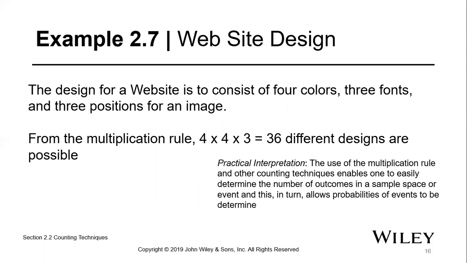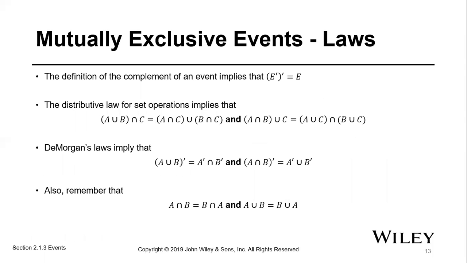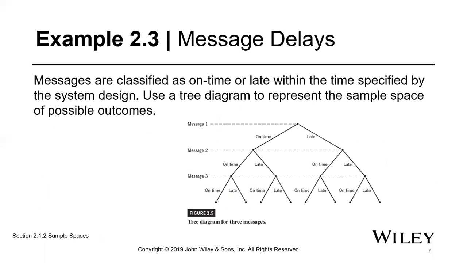So for instance, if you're going to be designing a website with 4 colors, 3 fonts, and 3 positions for an image, you take 4 times 3 times 3, and you get 36 different designs possible. This is a good way to quickly tell you how many different outcomes. So if you remember back when we had this tree, we had 2 outcomes, on time or late, and 4 messages. So you take 4 times 2, which is 8. If you look down here, 1, 2, 3, 4, 5, 6, 7, 8.